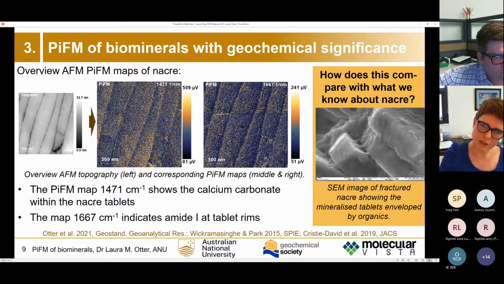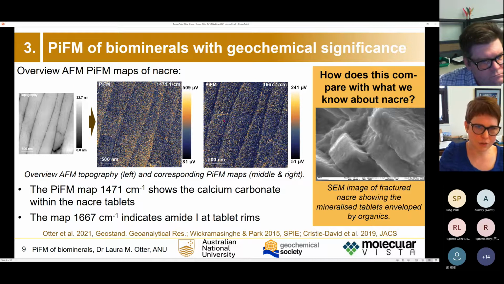So, and how does this compare with what we know about nacre? In this SEM image here, you can see also the calcium carbonate tablets, that they're enveloped by these sticky-looking organic phases. And while this can't tell us much about the phase ID, this is just an E-beam image. We see here with PFM, we can reproduce this on the polished cross-section and pick up all the different phases in the nacre.